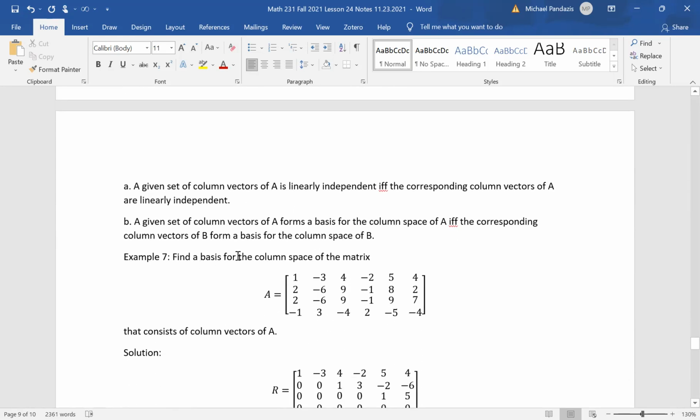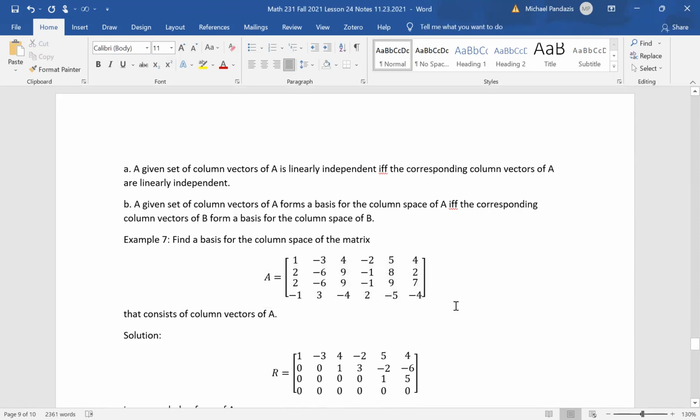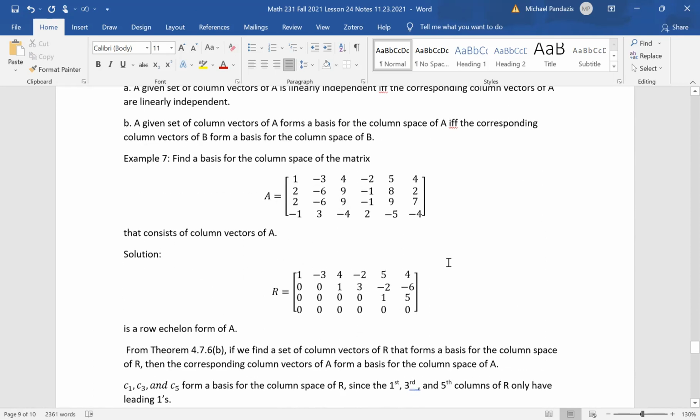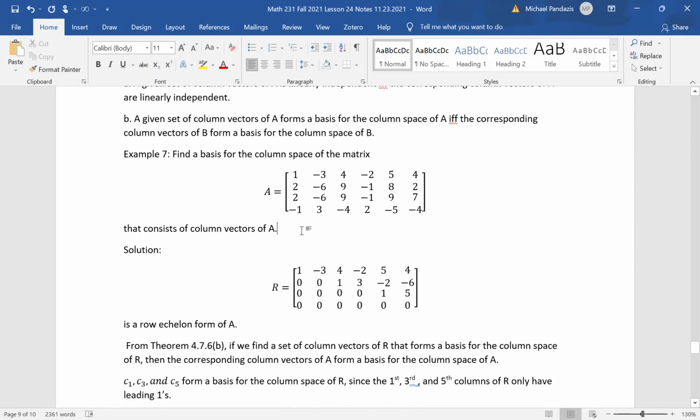Example 7. Find a basis for the column space of this matrix. Find a basis for the column space of this matrix that consists of column vectors of A. This is what I was talking about in the other example. In the other example, the answer was rows in the original matrix. The rows in the new matrix R form a basis for the row space of the original matrix. In this example, we want only, in this case, columns of our original matrix to form a basis for the column space of the same matrix.